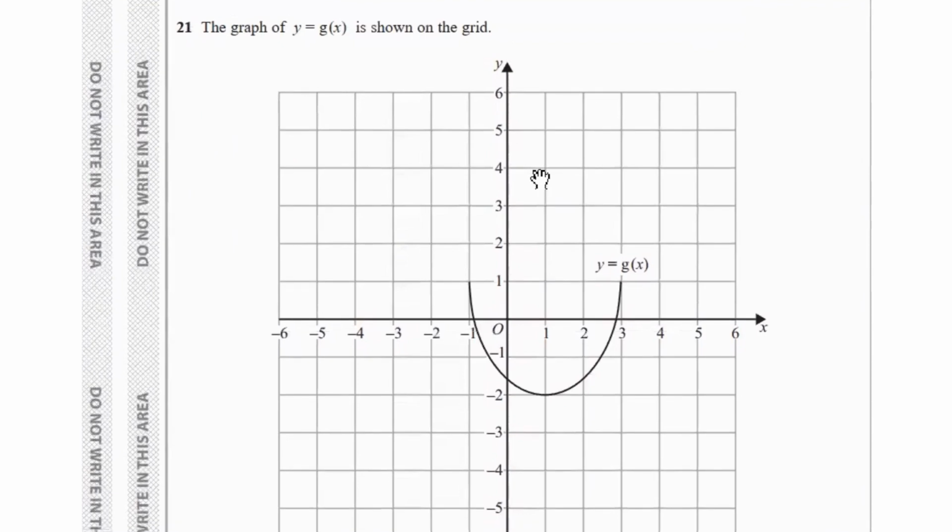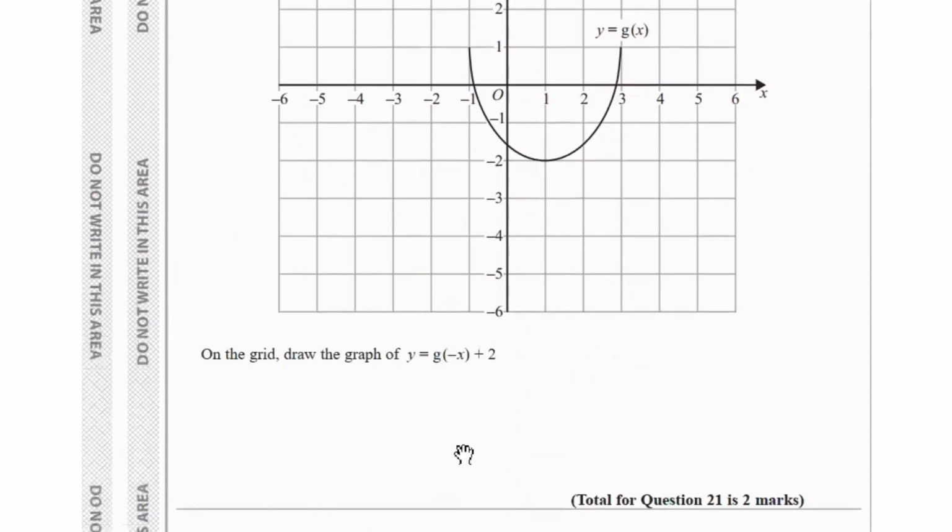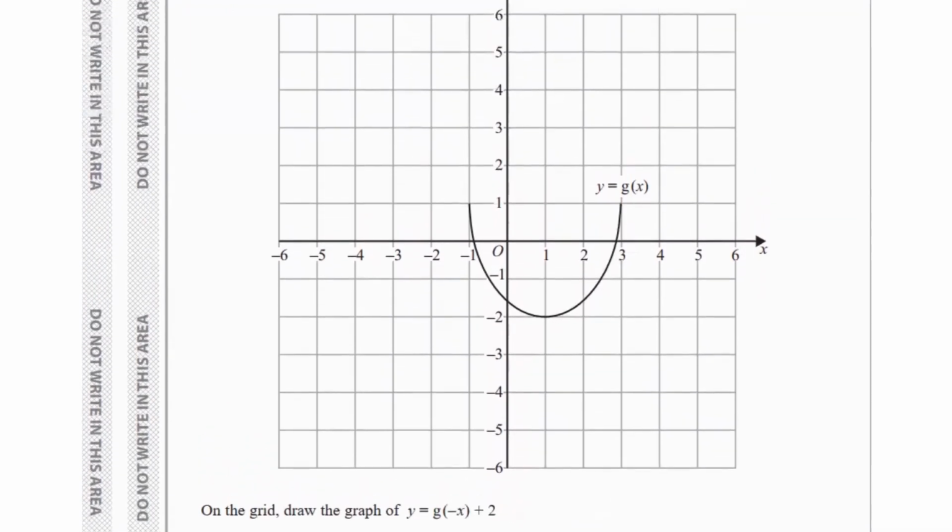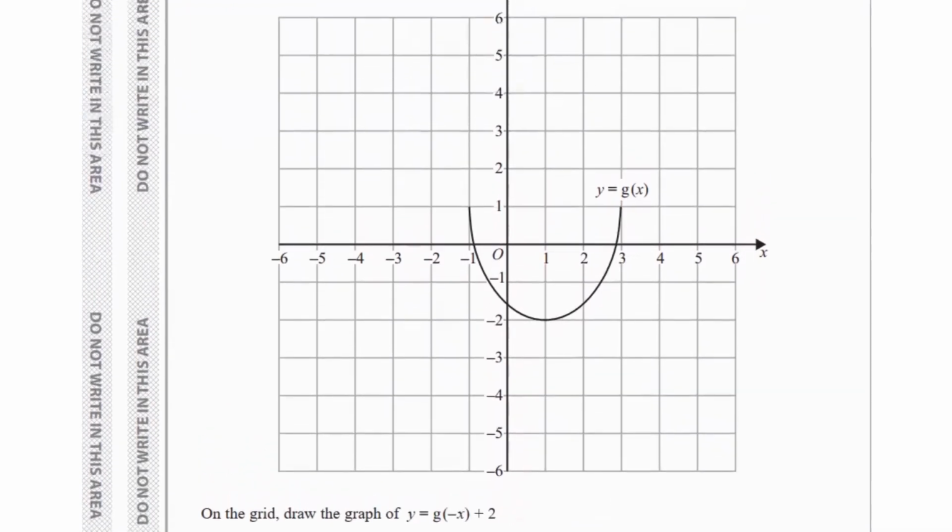Question 21 says that the graph of y equals g of x is shown on the grid. On the grid, draw the graph of y equals g of negative x plus 2. So g of negative x shows that there's a reflection in the y-axis, and the plus 2 shows that there is a vertical translation. So when we reflect the coordinates in the y-axis, let me just label these first over here.